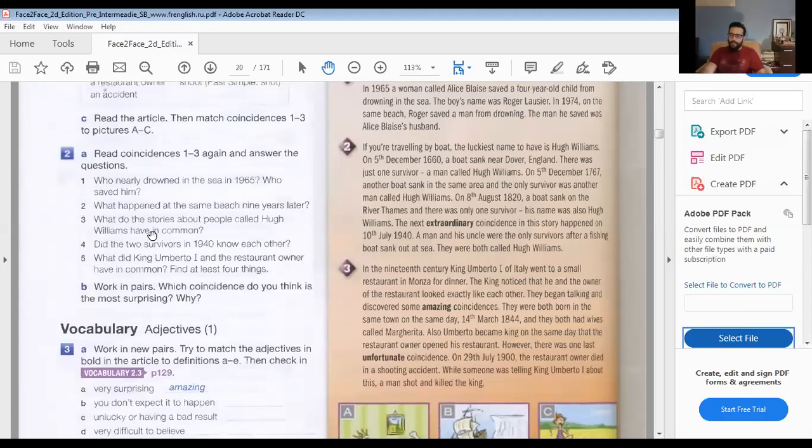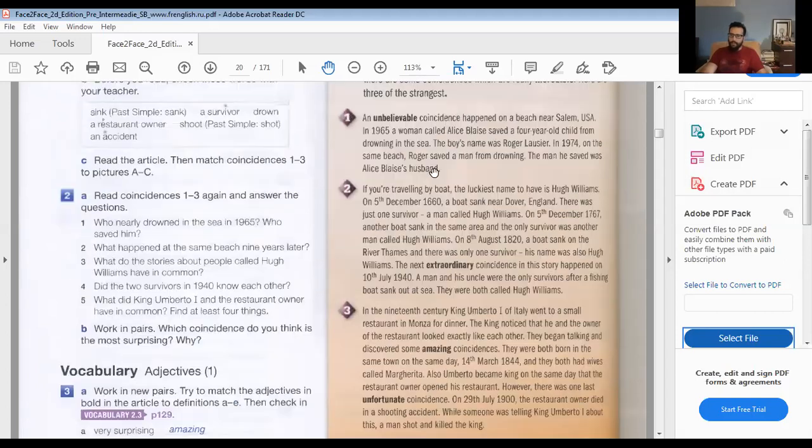So here we have a few questions about the article. So number 1, who nearly drowned in the sea in 1965? Of course, the boy, Roger Lausier is the one. And who saved him? The woman saved him. Her name was Alice Blaze. Alice saved him. What happened at the same beach 9 years later? So 9 years later, the boy here saved her husband.